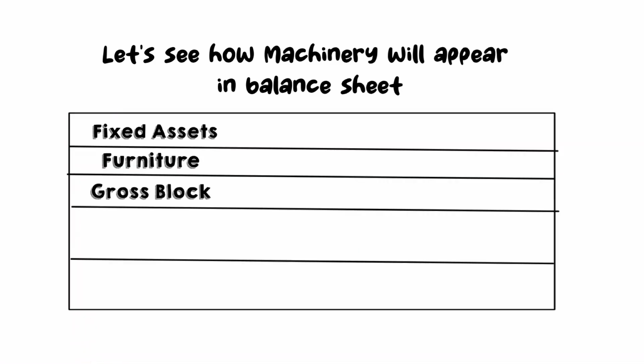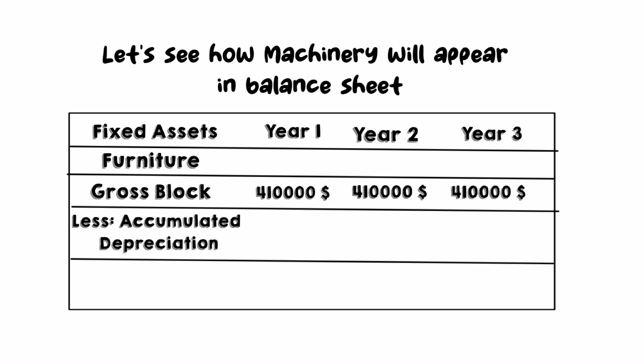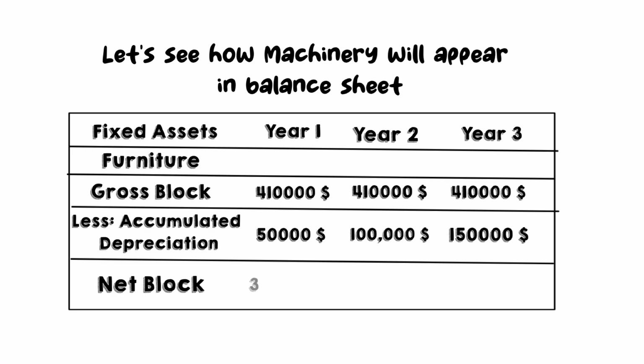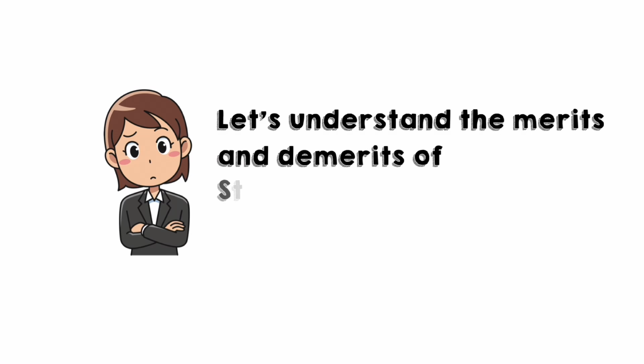Gross block remains the same, $410,000 for first, second, and third year. Less accumulated depreciation. For first year, $50,000. Second year, $100,000. Third year, $150,000. Net block for first year, $360,000. Second year, $310,000. Third year, $260,000. Let's understand the merits and demerits of straight line method.